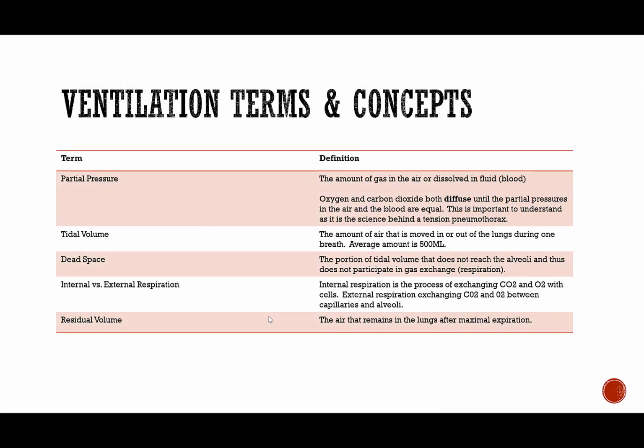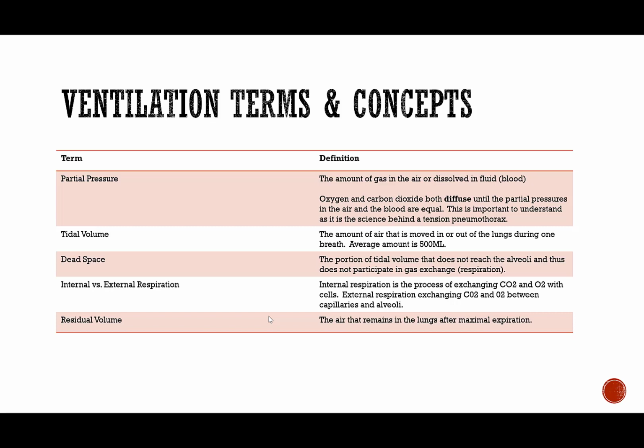So let's talk a little bit about some terms and concepts related to ventilation. All right, partial pressure, right? This is the amount of gas that's in the air or dissolved in fluid. Oxygen and carbon dioxide both diffuse until the partial pressures in the air and blood are equal, right? So basically we're going to have movement of oxygen and carbon dioxide from high to low pressures, high to low concentrations, until they're both equal. So we're trying to equal out this movement.